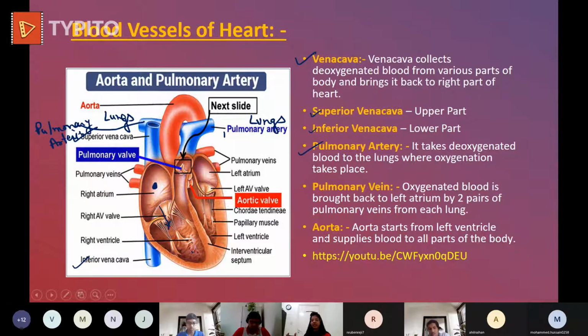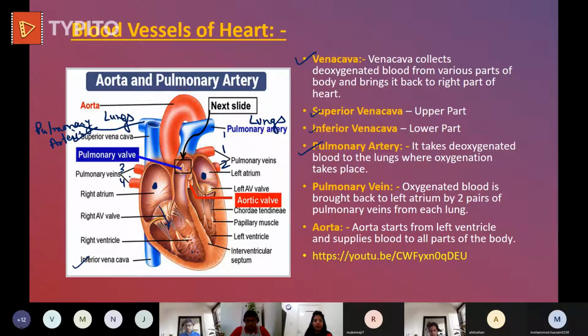And in the lungs oxygenation happens. Oxygenation means the lungs remove carbon dioxide and take in oxygen, and the blood is filled with oxygen. That is called oxygenation. After oxygenation, oxygenated blood comes to the left atrium by 4 pulmonary veins: 1, 2, 3 and 4. The 4 pulmonary veins will bring that oxygenated blood to the left atrium.